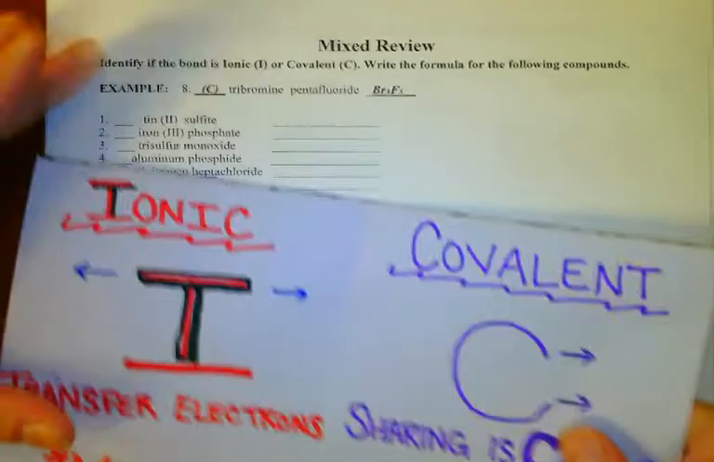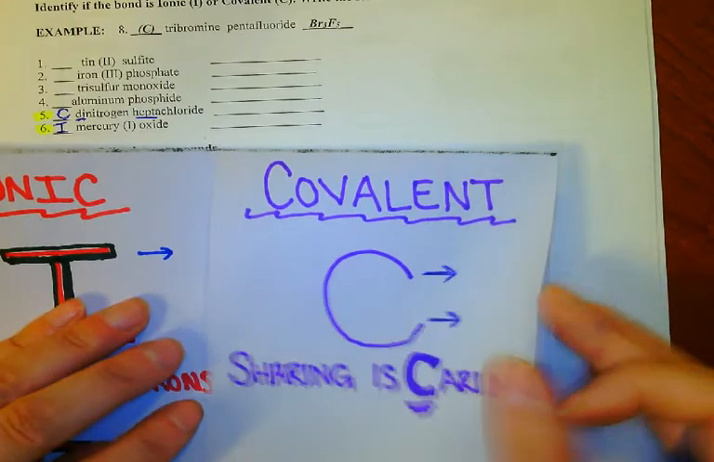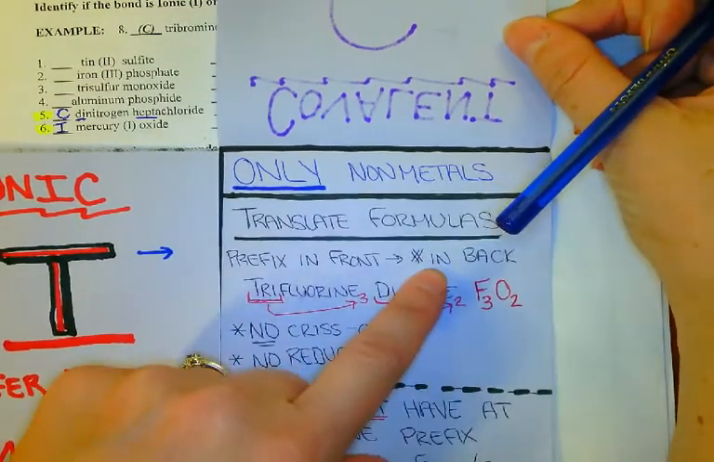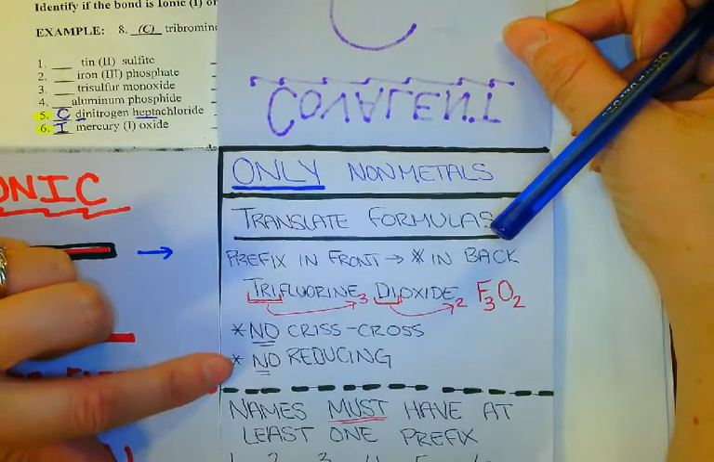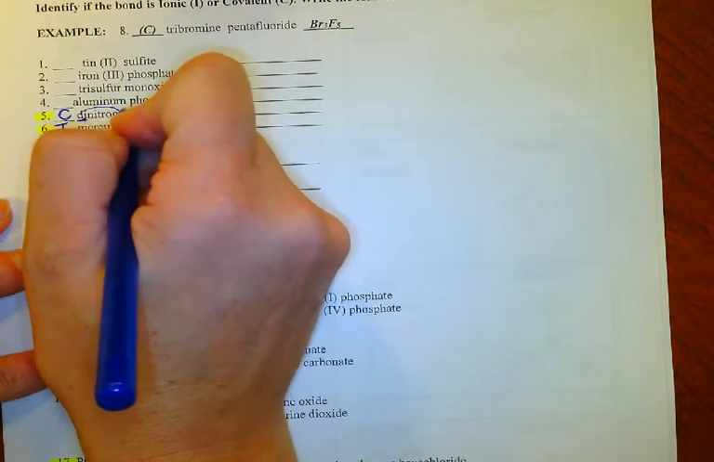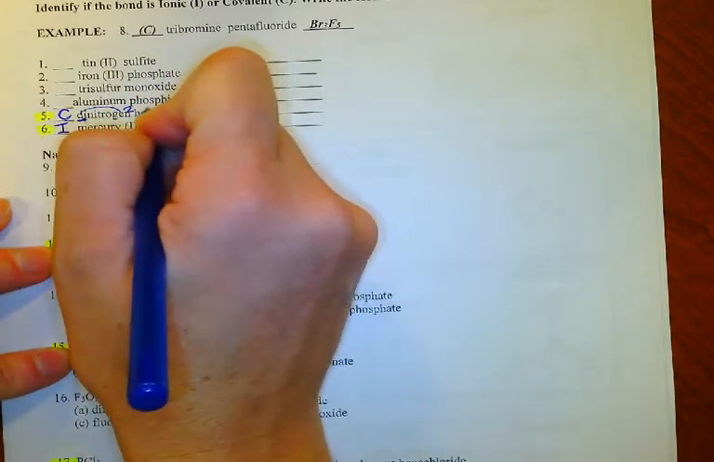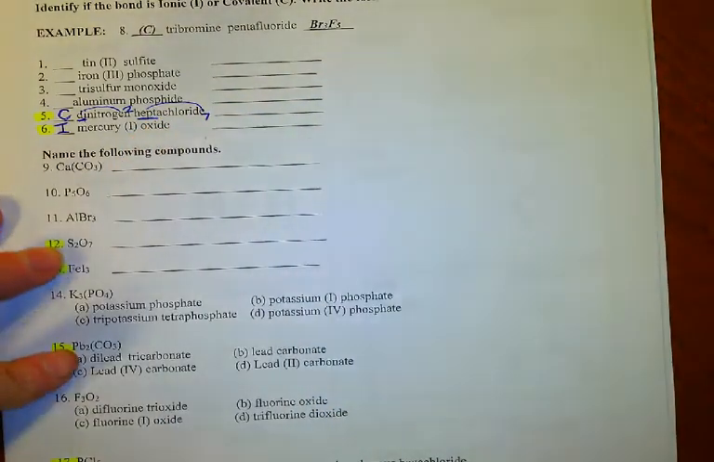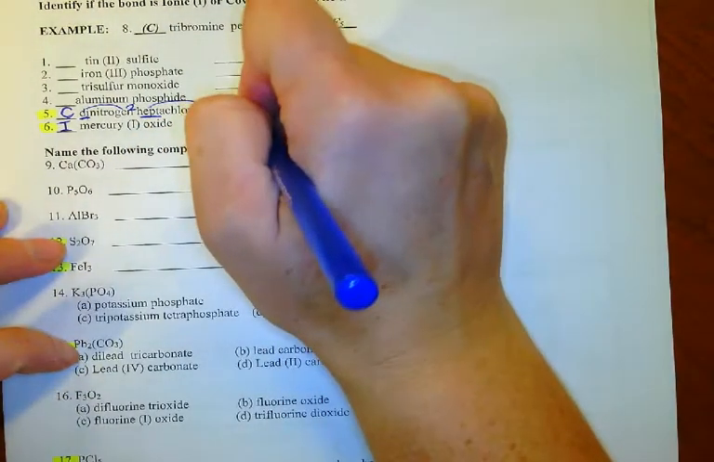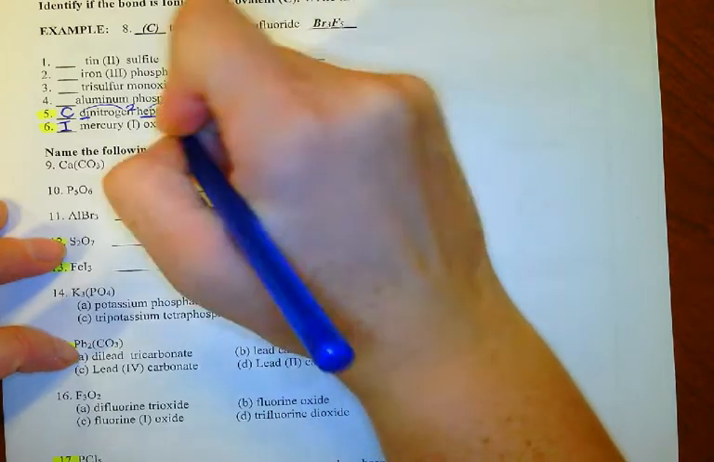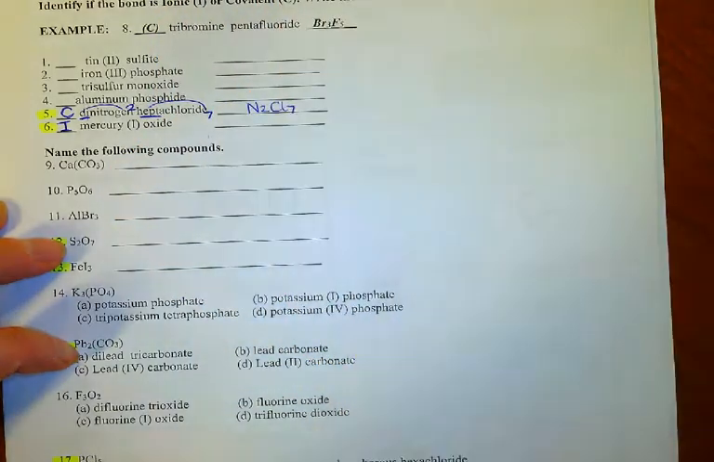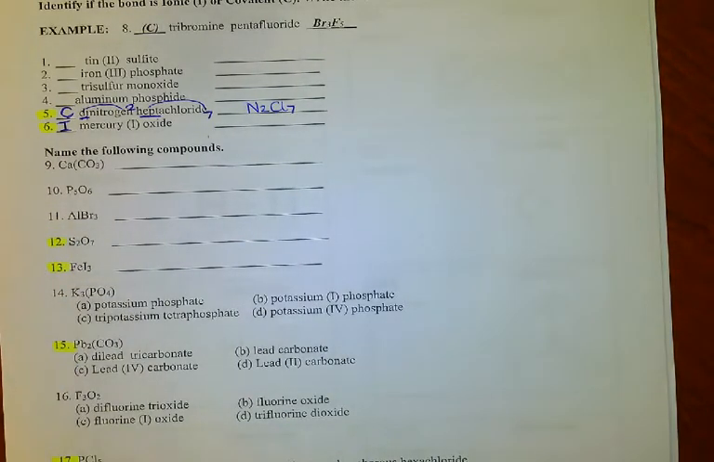Okay. For number 5, if we're using covalent, formulas are translating prefix in front to just the number in back. No crisscross, no reduce. So we're going to say dinitrogen means N2, and hepta is 7, not 6. Be careful that you're memorizing those prefixes correctly. So N2 heptachloride would be Cl7. Done. We like the covalent ones.